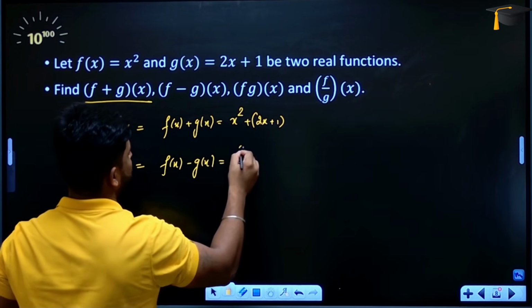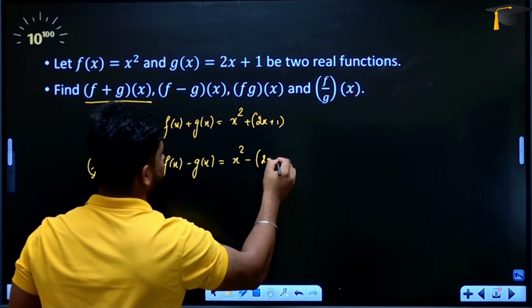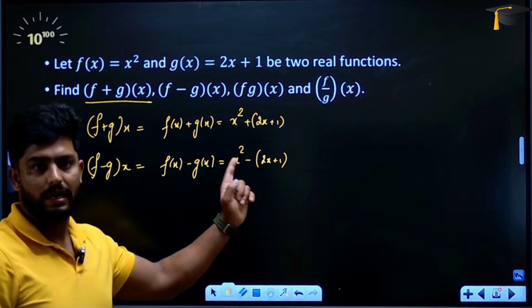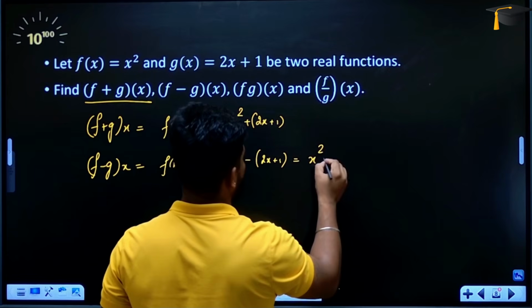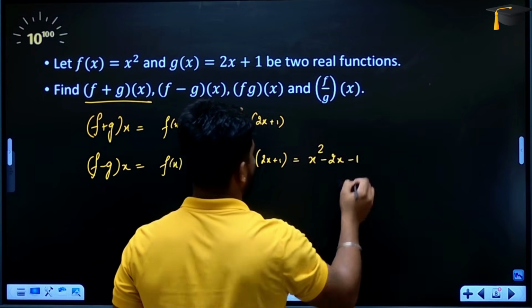It's nothing but x square minus of 2x plus 1. Many people write this without the bracket, but it's actually wrong. In that case you will get 0 marks for that. So please write the bracket here.